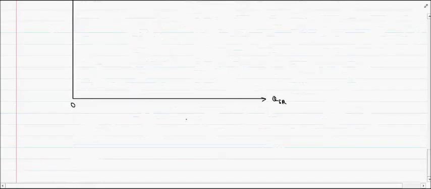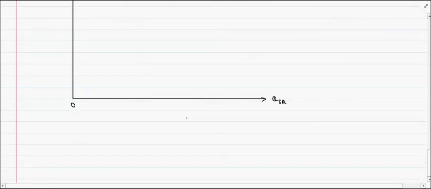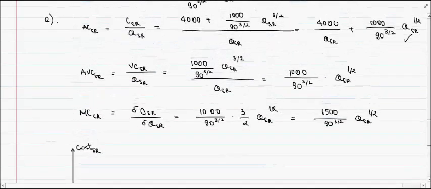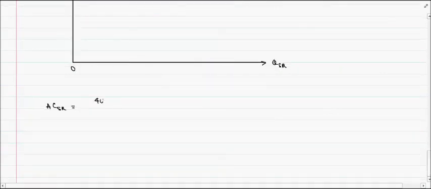In order to draw a graph, the easiest way is first to try to find the horizontal and vertical intercepts, and the second thing is to find the maximum or the minimum. From there you should be able to have roughly the idea of how the graph is going to look. So my average cost function in the short run is 4000 divided by Q plus 1000 on 90 to the power 3 on 2, Q to the power half.